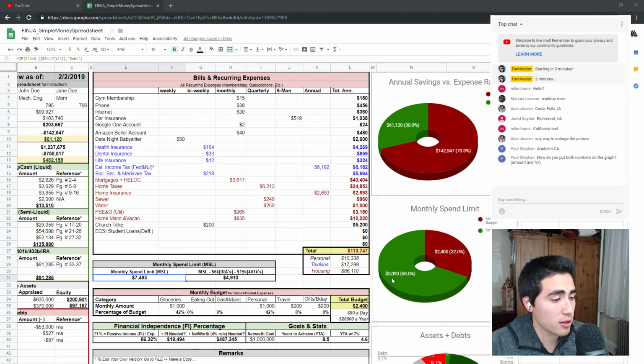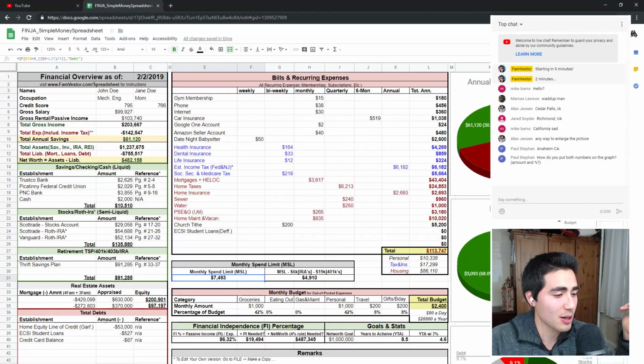And so I could spend up to $7,493, but I'm only choosing to spend $2,400 a month out of that total budget here. So this monthly spend limit helps you determine your budget. So I could budget up to $7,493, but then my savings rate over here would go down to 0. We used to be really cheap and have this number at like $1,400, but we had 2 kids and we decided, live a little bit, so we bumped that up a little bit.